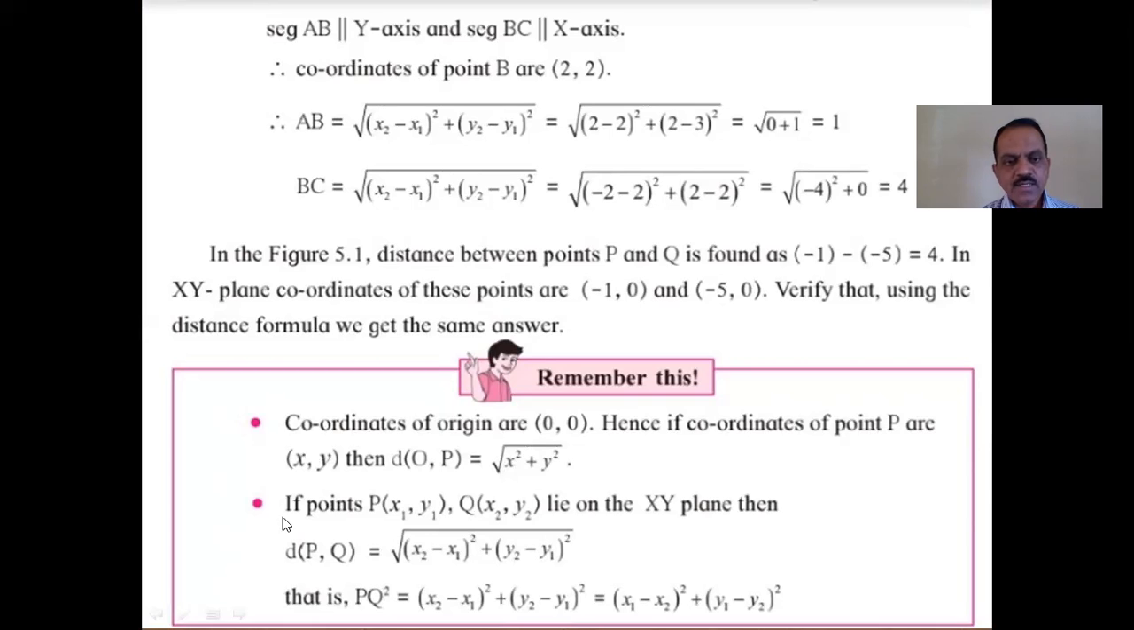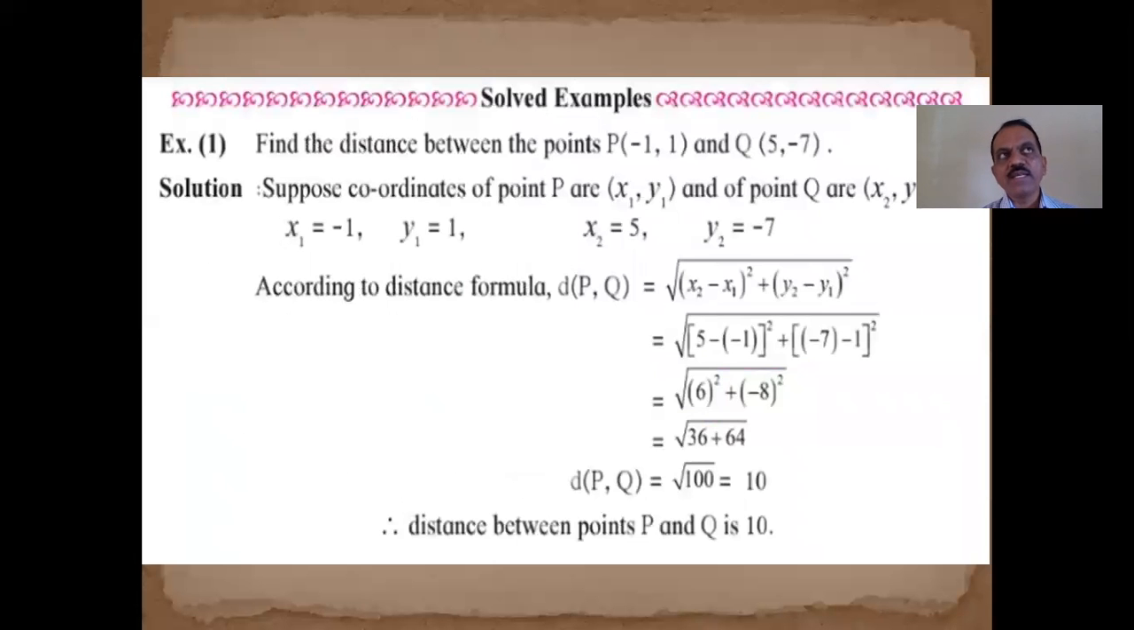If the given coordinates of points P x1, y1 and Q x2, y2 lie on the xy plane, then we find the distance by using the distance formula. Distance PQ is equal to the square root of x2 minus x1 bracket square plus y2 minus y1 bracket square, that is PQ square is equal to x2 minus x1 bracket square plus y2 minus y1 bracket square, and this is the solution. And now we see some examples.